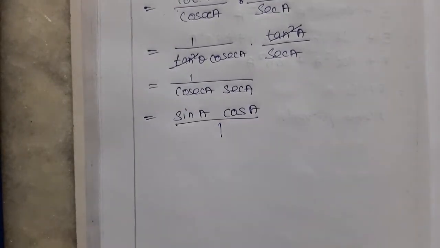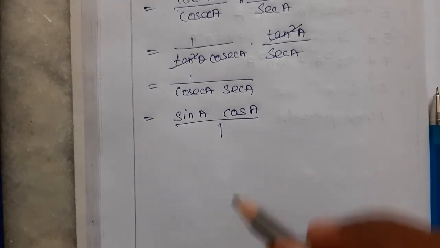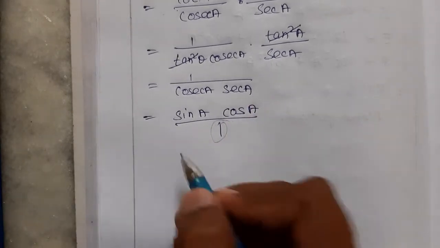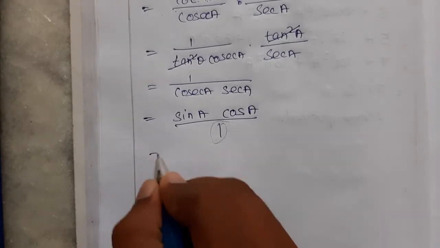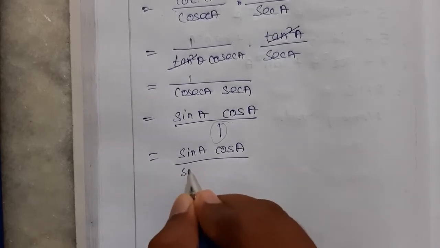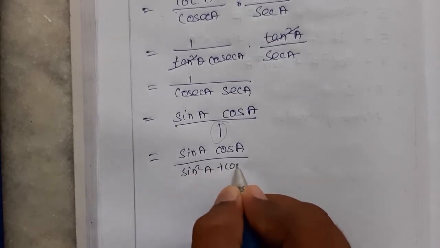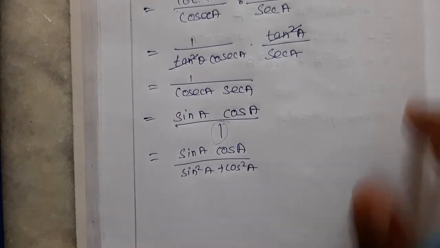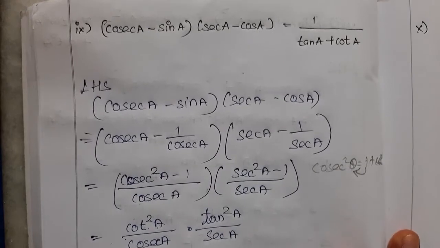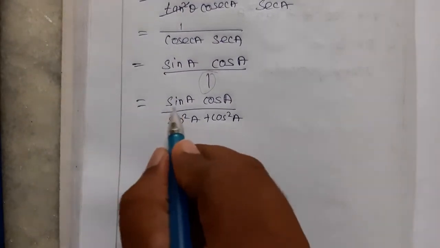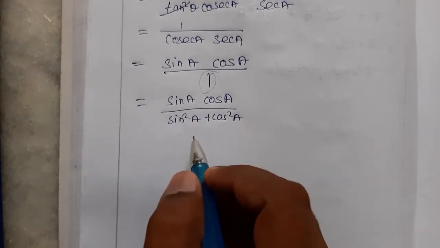So instead of this 1, we can write sine square A plus cos square A. Why are we doing this? We need it in the denominator. So instead of this, we are writing sine square A plus cos square A, which we are choosing since it's related to the numerator also. So sine A cos A divided by sine square A plus cos square A, right? So now we divide, because in the numerator we need a 1. So let me divide this numerator with sine A and cos A, the same with the denominator.